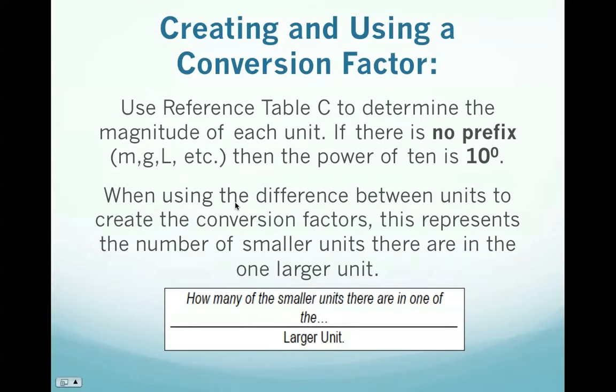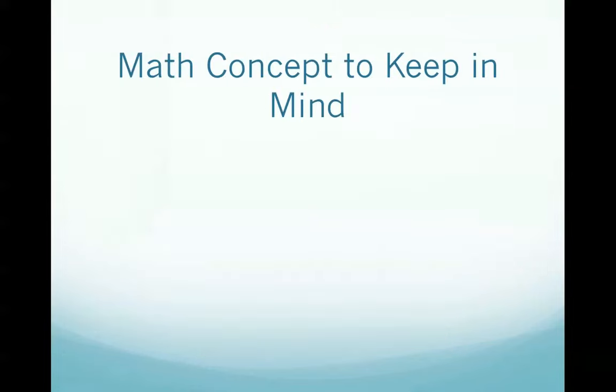By using Table C to determine the magnitude, it is important to note that if you're working with no prefix, so just meters or just liters, then we consider a power of 0, or 10 to the 0. When using the difference between units to create the conversion factor, remember it takes many smaller units to equal one of a larger unit. So just keep that in mind as we come up with these conversion factors.